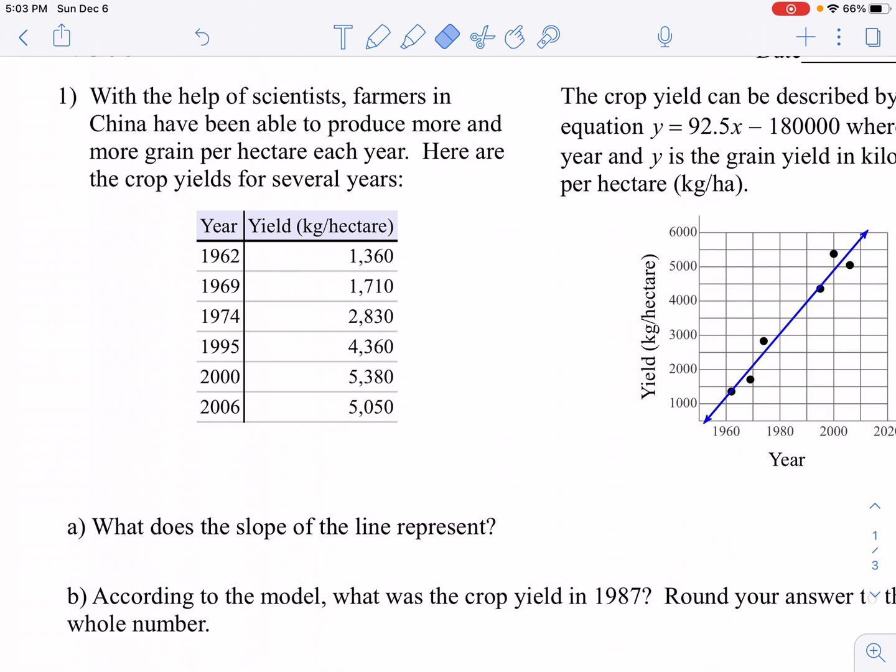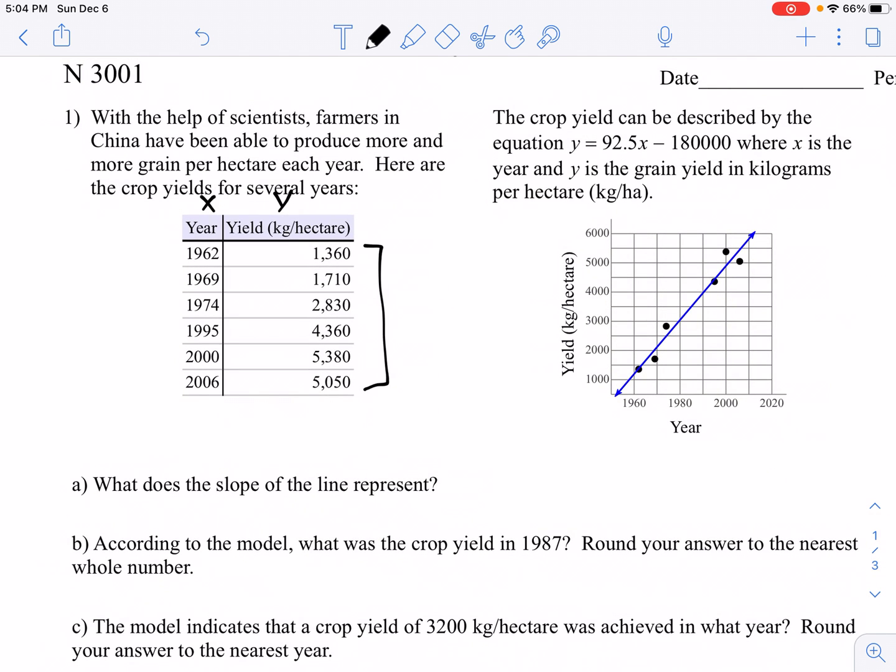So they give us this table here in which we can label our X values and our Y values. For our X values for the years, we have 1962 through 2006, and they label the yield in kilograms per hectare from 1,360 to 5,050. So that's the crop yield in kilograms per hectare. Now they also give us this information, which says the crop yield can be described by this equation: y equals 92.5x minus 180,000, where x is the year and y is the grain yield in kilograms per hectare.